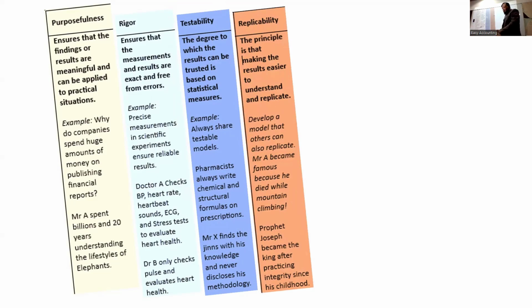Replicable means, okay, always create a model that others can also follow. Always give information for decision-making purposes that others can also follow. Right? You can say, always speak truth. Walk 30 minutes daily. Now you are giving a model that everybody can implement, right?